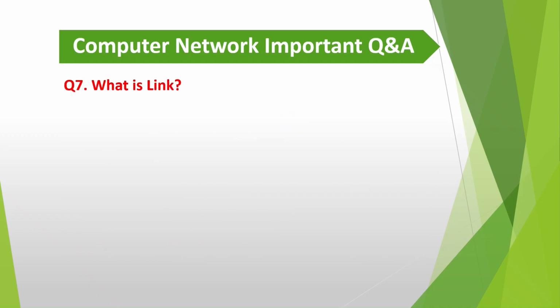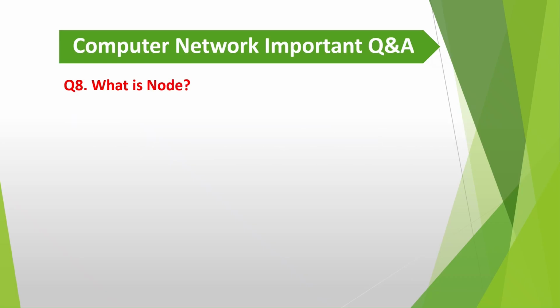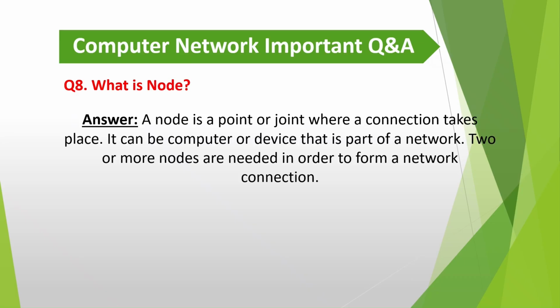Question 7. What is link? Answer. A link refers to the connectivity between two devices. It includes the type of cables and protocols used in order for one device to be able to communicate with other. Question 8. What is node? Answer. A node is a point or joint where a connection takes place. It can be computer or device that is part of a network. Two or more nodes are needed in order to form a network connection.